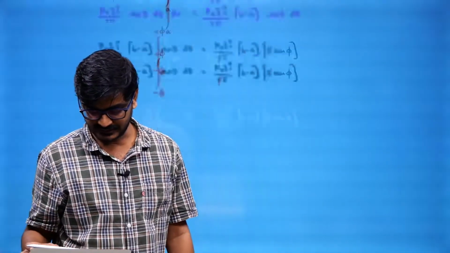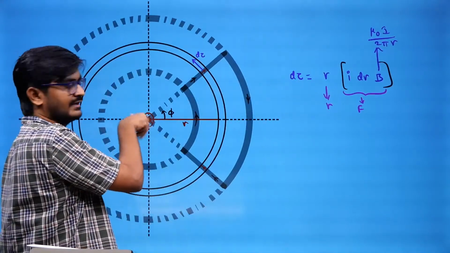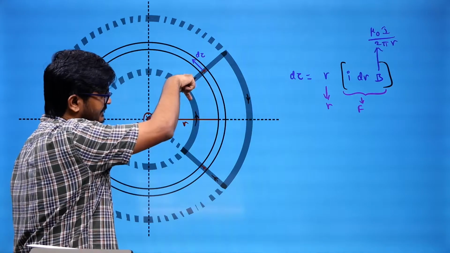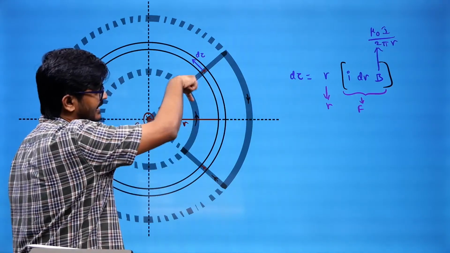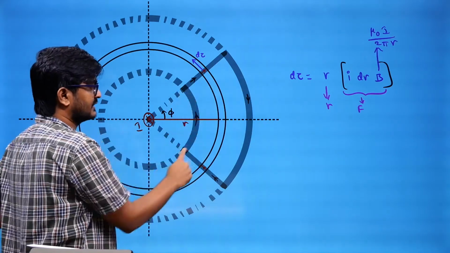Now we can do the same thing by the brute force method also. If there is a current carrying wire, then the magnetic field here is going to be tangential. So if the magnetic field is opposite to the length, then the force is going to be 0. So the force on this element is going to be 0.